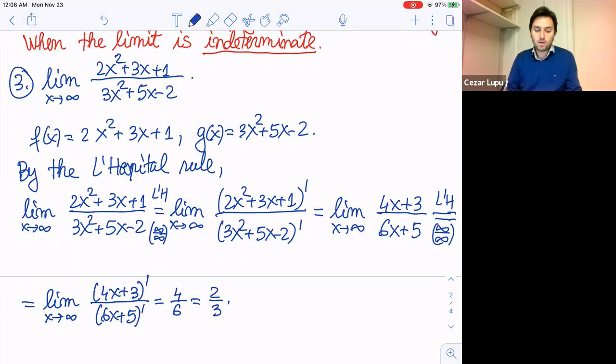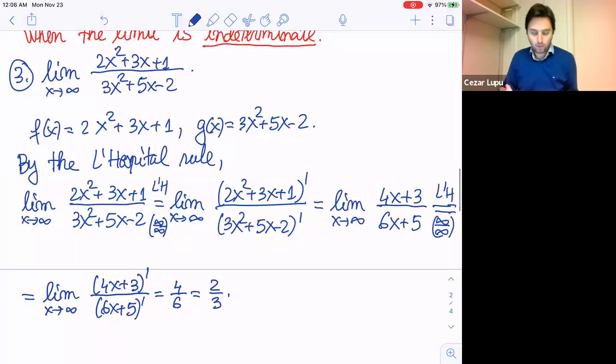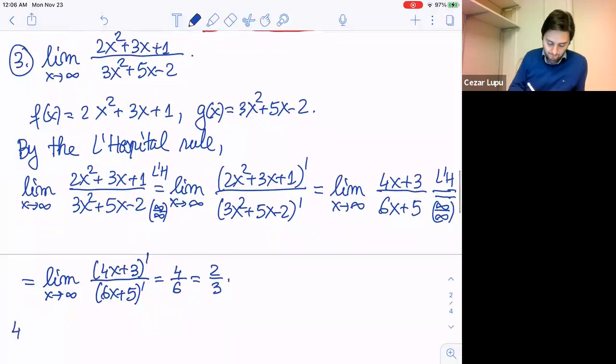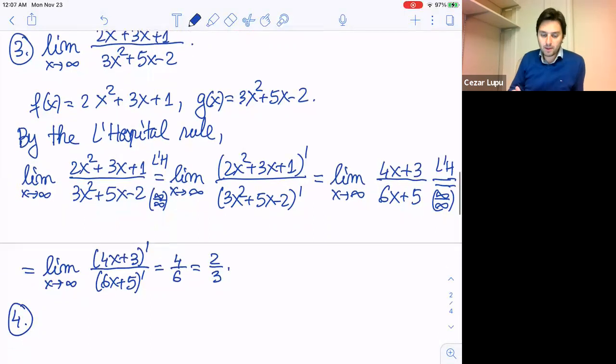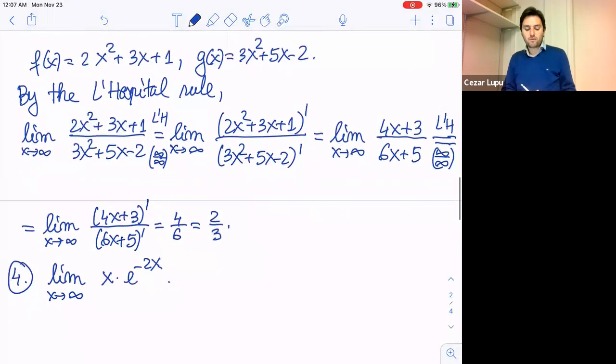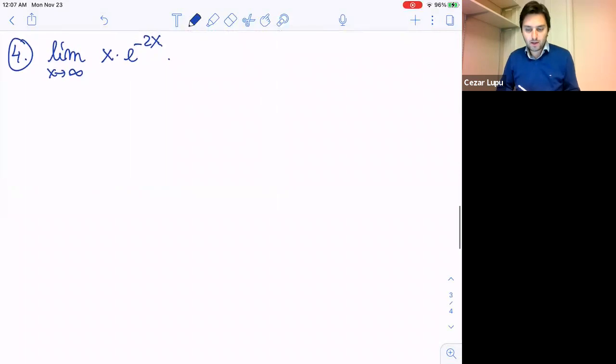Now let's see another one. Let me see the following one. So find the limit. This is not as trivial as the others. So this is the limit as x approaches infinity of x times e to the power negative 2x. All right, and I would like you to be very careful here. So now let's see what kind of indeterminate form we have.